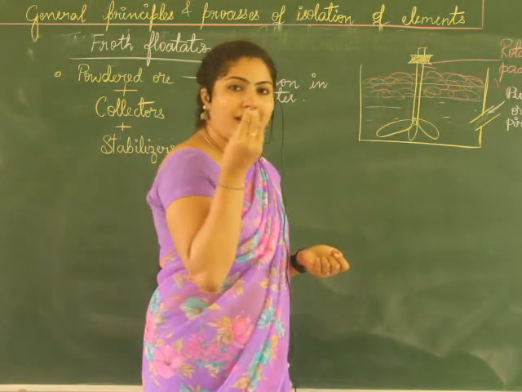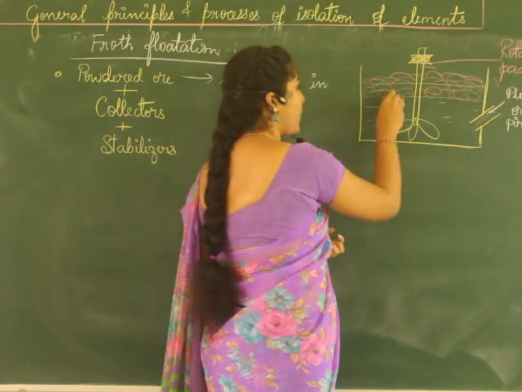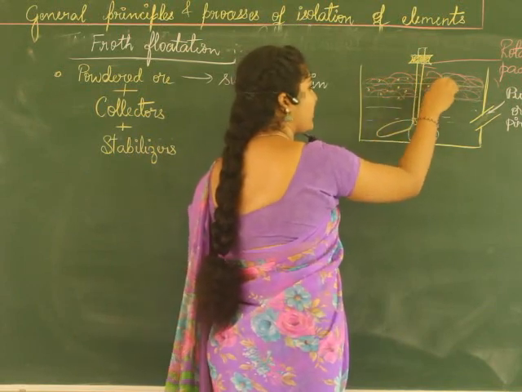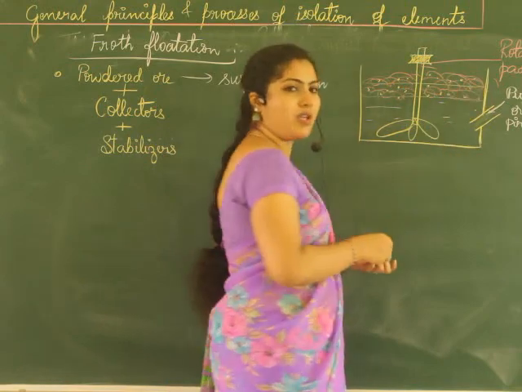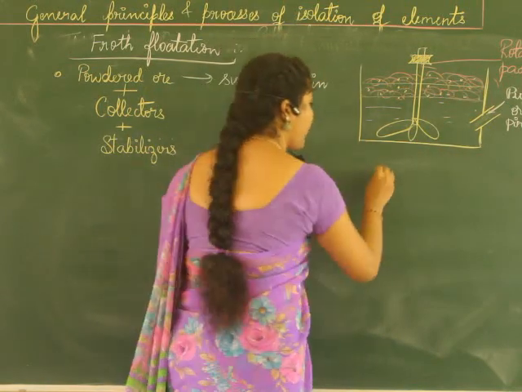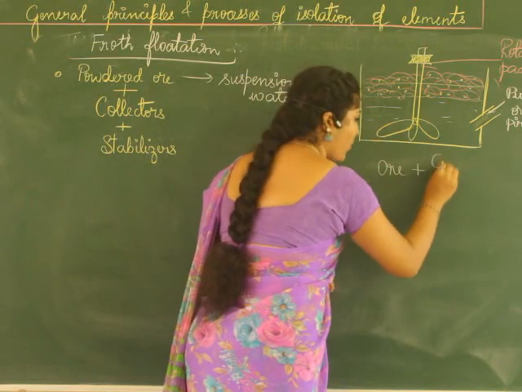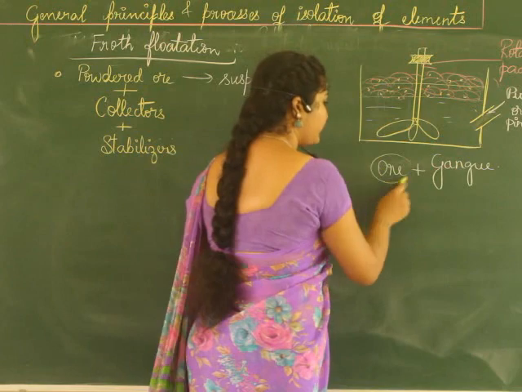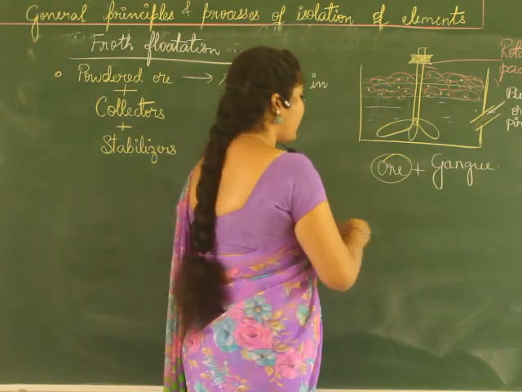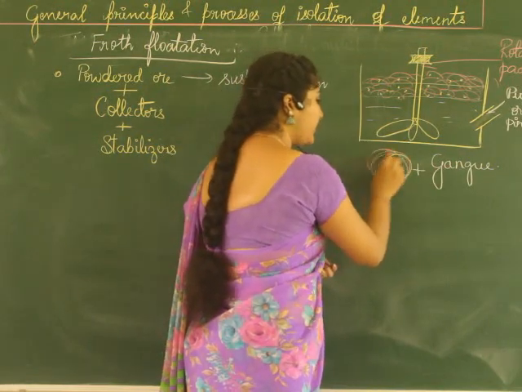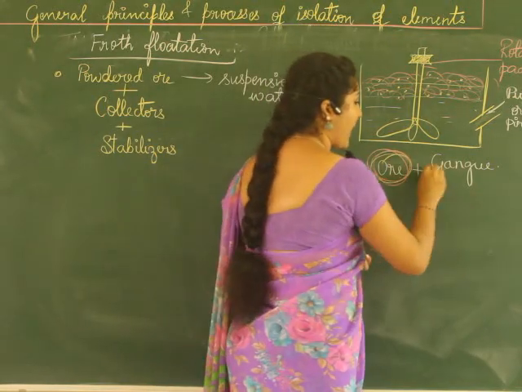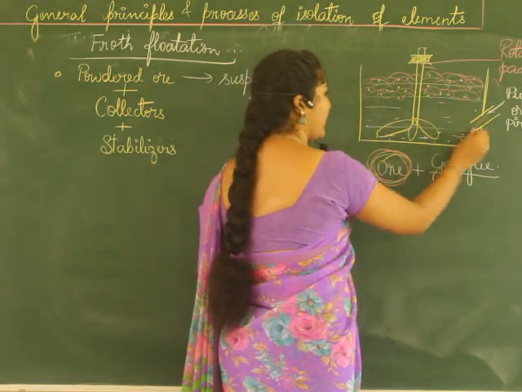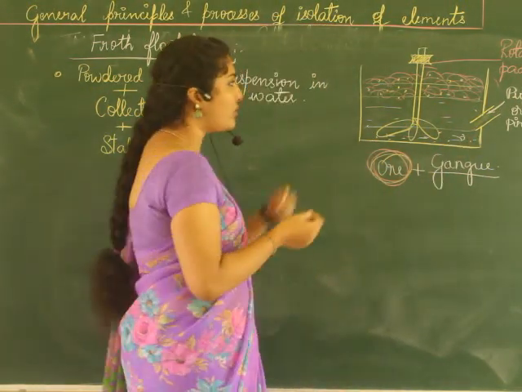And the ore particles which are present get mixed up and go to the surface along with the froth. Which are the particles we have? Ore, and we have gangue particles also. These ore particles rise to the surface, whereas these gangue particles settle down. Now let us see how actually they settle down or how they rise up.